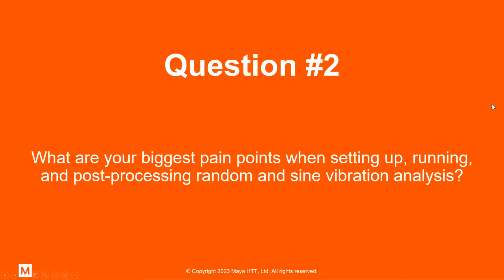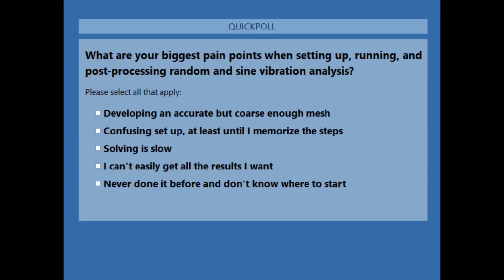I'll go ahead and launch another question here before we go in and just ask, what are your biggest pain points when setting up, running, and post-processing random and sine vibe analysis? And you should see that pull up now. If you want to provide answers, see answers coming in. Getting there a bit. Hopefully I was able to hit on the things that were important to people in the answers.